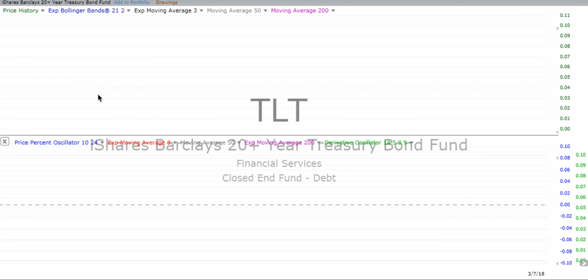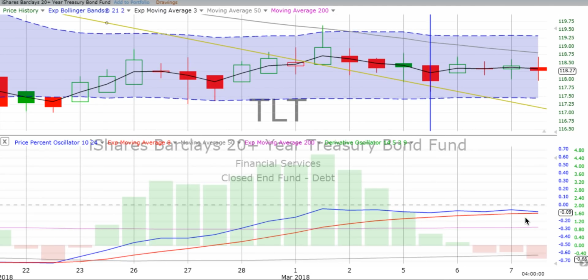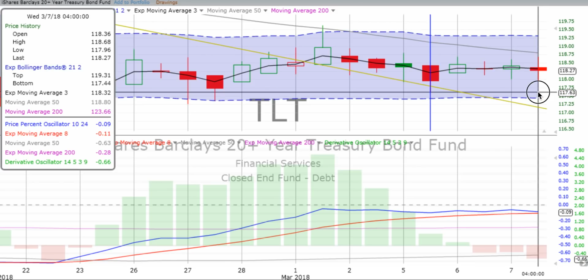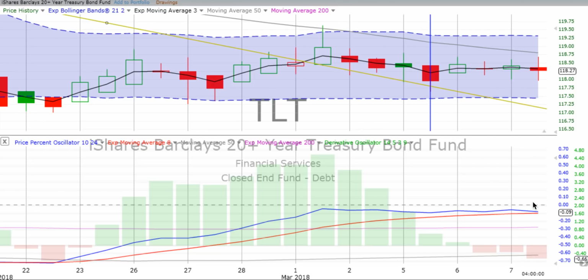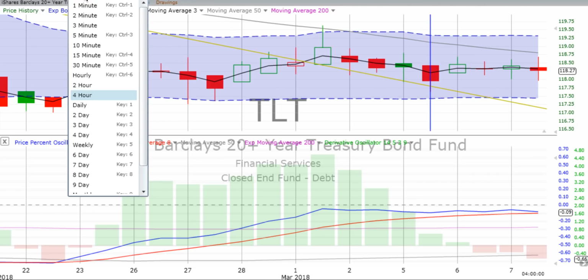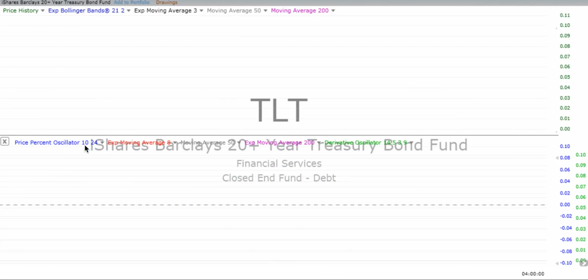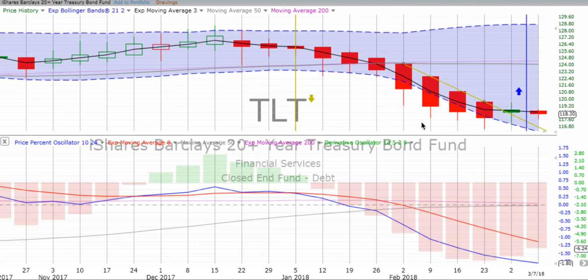And as we look at the 4-hour chart, we can see that it appears to be trying its best, particularly the way things ended the day, indecision tending down. We have the price percent oscillator heading down. Derivative oscillator has been in the negative for 3 periods, so that's a day and a half. So again, interesting. Might see things continue to roll over and head back down on TLT. So we'll just keep things posted. We'll let you know what we see happening.